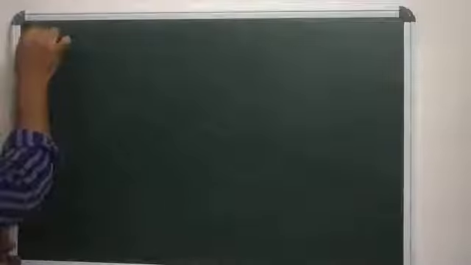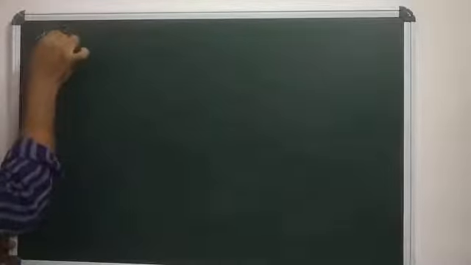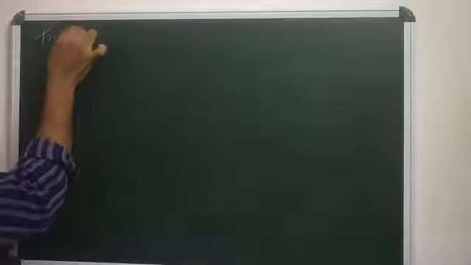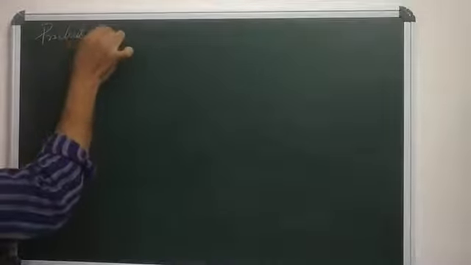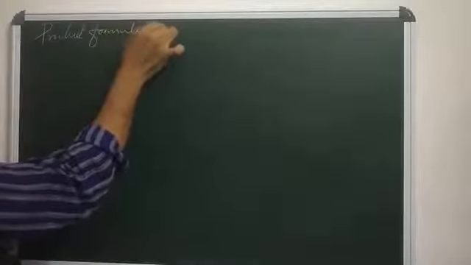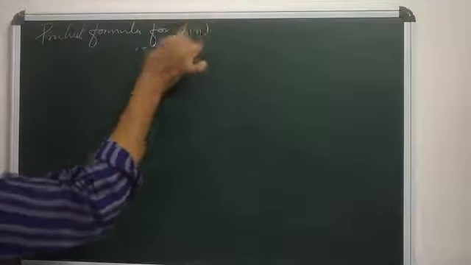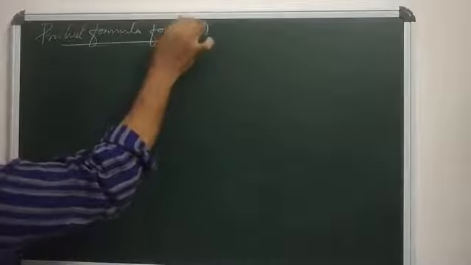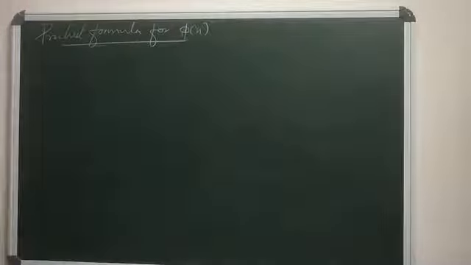Now let us discuss the product formula for the Euler-Totient function. What is the product formula for phi of n? Phi of n is the Euler-Totient function.